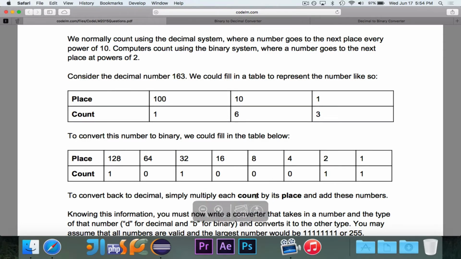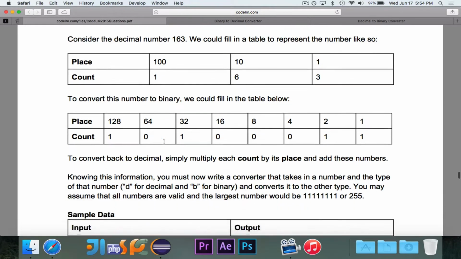So again, if you want to convert back, you can simply multiply. You can say 1 times 1 plus 1 times 2 plus 0 times 4, 0 times 8, 0 times 16, 1 times 32, 0 times 64, 1 times 128, and you will get back to 163.